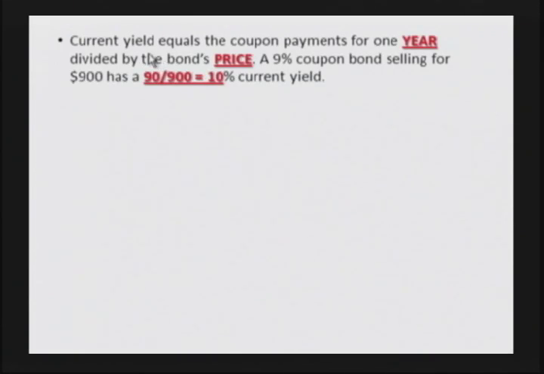Current yield equals the coupon payments for an entire year divided by the bond's price. So a 9% coupon bond with a typical $1,000 par value will make $90 worth of coupon payments each year. If it's semi-annual, it will make two $45 payments. So it will make $90 in coupon payments per year. We divide that by the $900 price, and that gives us a 10% current yield for that bond. Current yield is one measure of return. It's the measure that comes only from the coupon payments. So it's simply the coupon payments for one year's time divided by the bond's price, and that is called current yield.